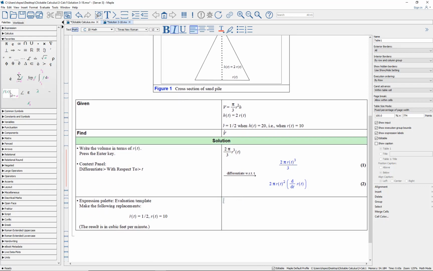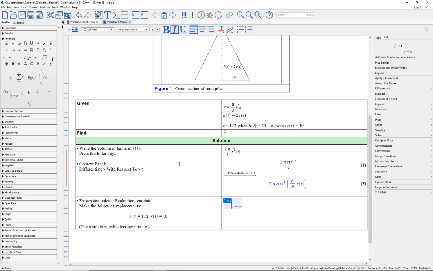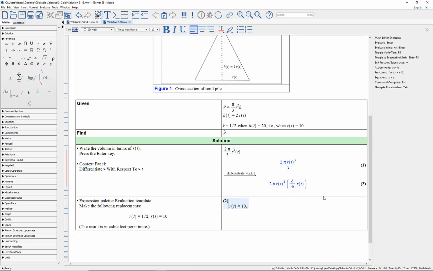Here's a way to make the evaluation. Use this palette template. It's the evaluation template. It comes out of the expression palette. Keep it in my favorites. I'm evaluating this expression, so it has an equation label, Control L2. Down here, I want r of t to be 10, and I want r dot of t to be a half.